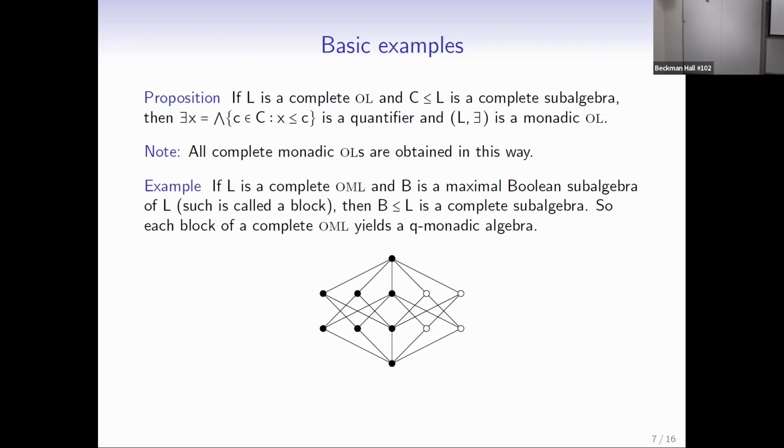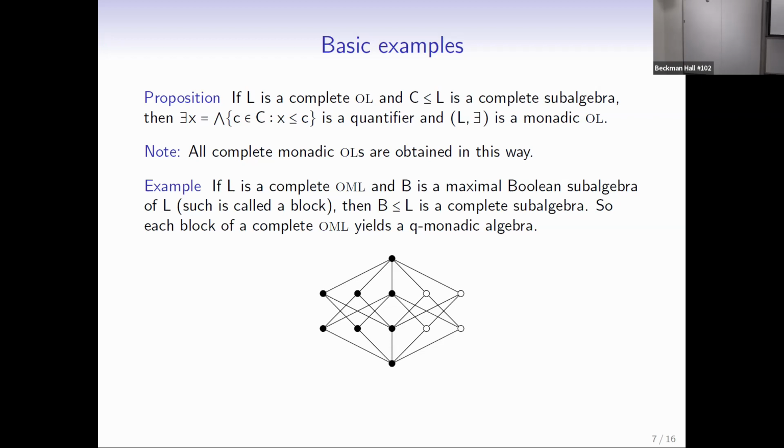If L is a complete orthomodular lattice and B is what we call a block, that means a maximal Boolean subalgebra, then it turns out that B is a complete sublattice, and so it gives you one of these quantum monadic things. Now, just to make a little finite example, this is an orthomodular lattice. If you look at it, this is an 8-element Boolean algebra drawn in a funny way. So is this, and they're glued together. All orthomodular lattices are really Boolean algebras glued together in some way. The complexity of the theory comes from how you glue these things together.